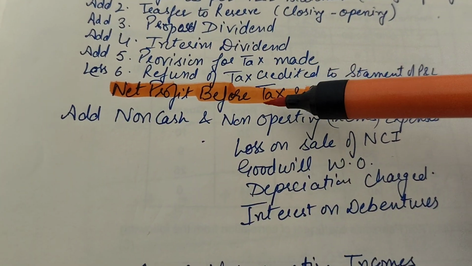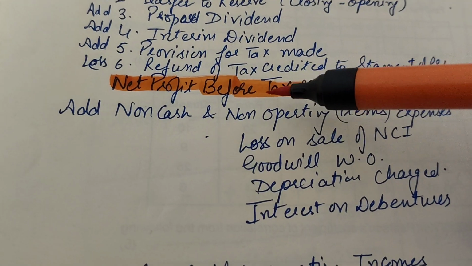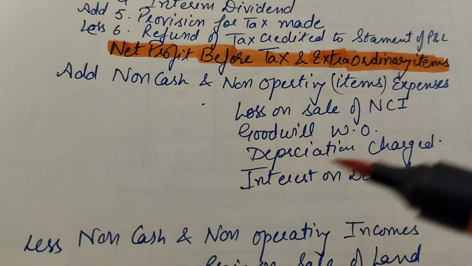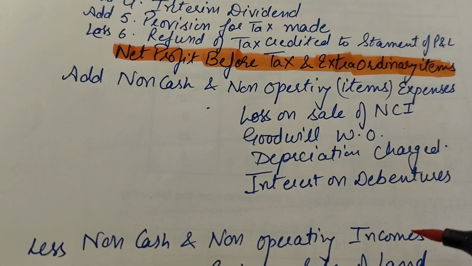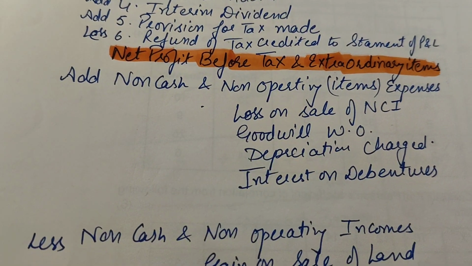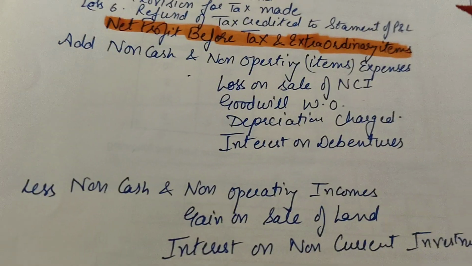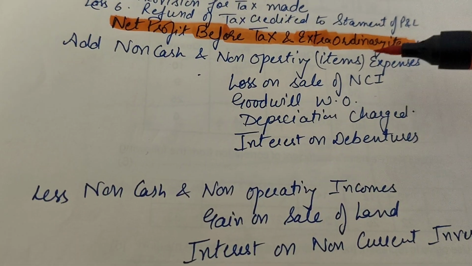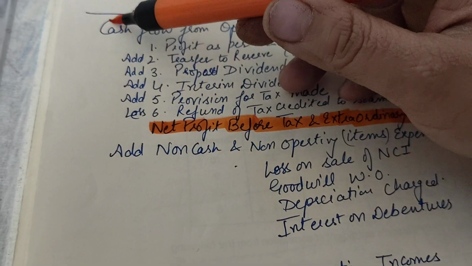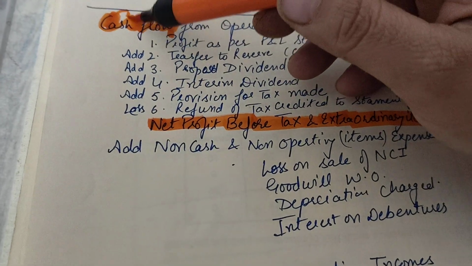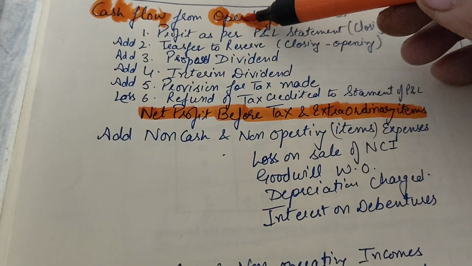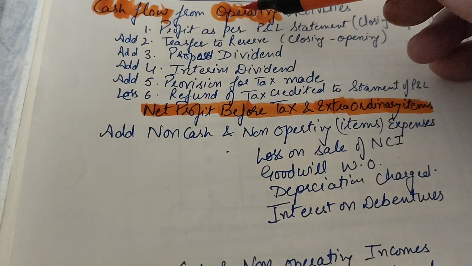Now, when we are done with net profit before tax, we take two parts. One is your non-cash and non-operating expenses. Second is your non-cash and non-operating incomes. Non-cash, non-operating expenses are added and incomes are deducted. Now the question is why these expenses are added? Because we are concerned about cash flow, which is generally only from your operating activities, that is, from the operation of running your business, not from any other activities.